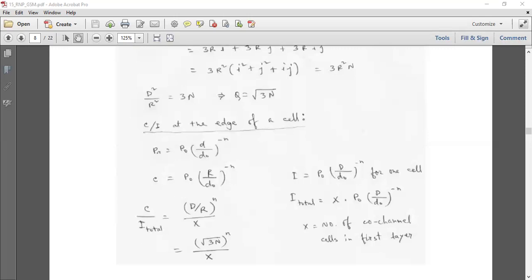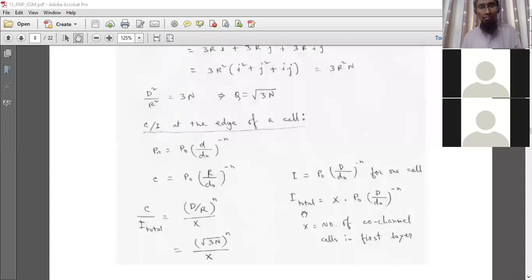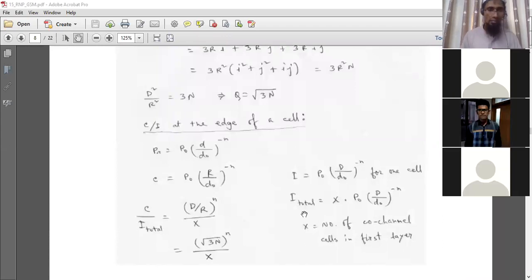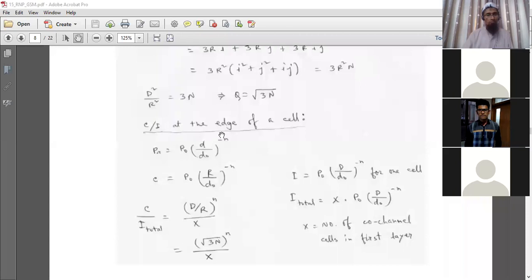In the denominator, you may not mention both I and N, but when you really calculate the quality of the signal, in actual useful calculation, you have to include both of them. You have to put both of them in the denominator.